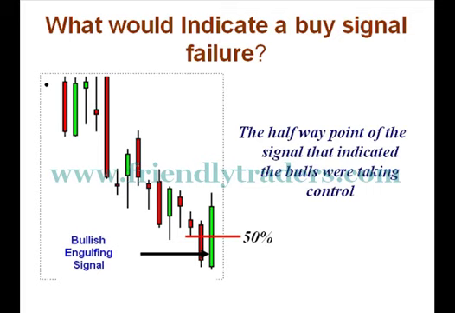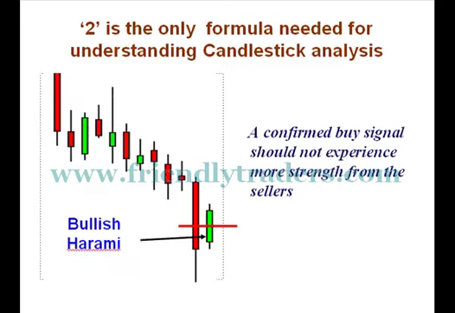If the bears could close the price more than halfway down into the candle that told us the bulls were in control. Logic dictates that if the bears could negate more than 50% of that signal, then the bears were still in control. Number 2 is the only formula needed for understanding much of candlestick analysis. As taught in our 12 Major Signals Training CD package, 2 is an important investment factor for the Japanese rice traders. The hammer and the hanging man should have a lower shadow at least 2 times greater than the body.